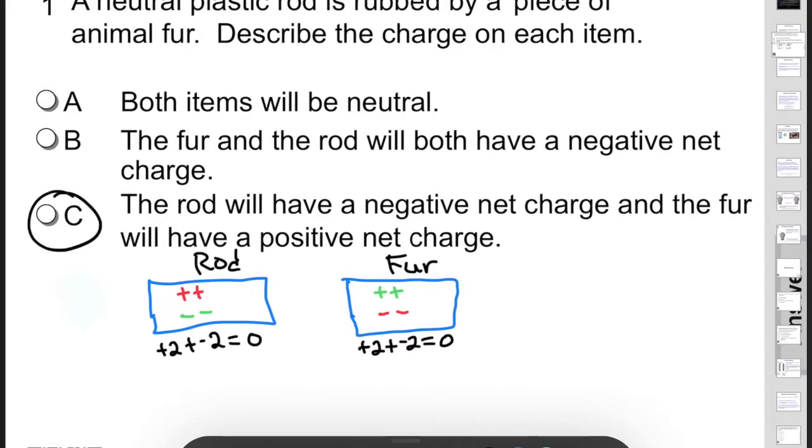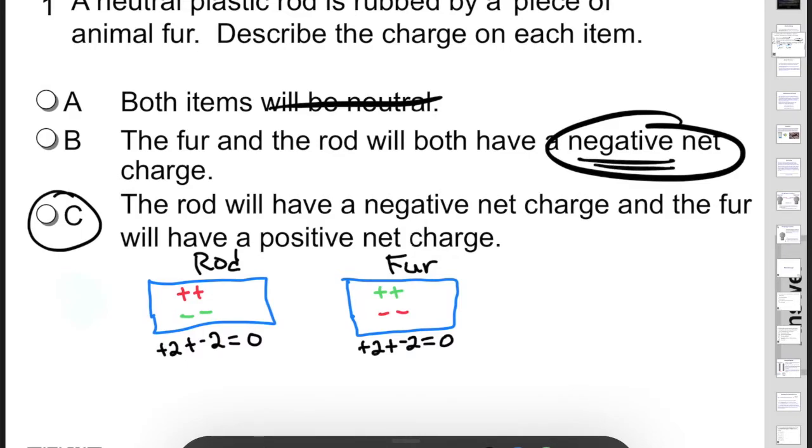And now check why. After you rub them, if we need to have a motion of charge, that means both items are going to be neutral? No. Both are going to be negative? This is wrong, and I'm going to explain why this is going to be wrong. The answer C is going to be right when they say the rod is going to be negative and the animal fur is going to be positive. And check why this is the right answer.